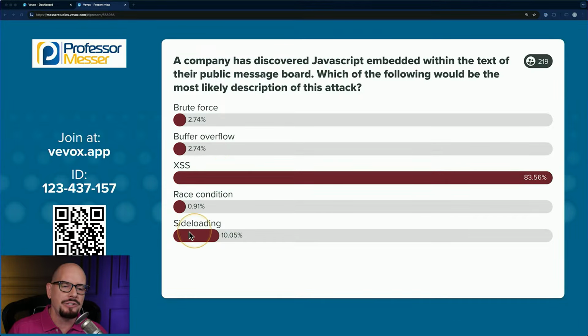The ones that we did not choose: sideloading, 10% of you chose sideloading, interestingly enough. Sideloading is when we install software onto a mobile device that is outside the scope of the normal installation process.